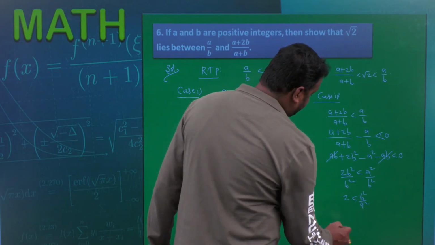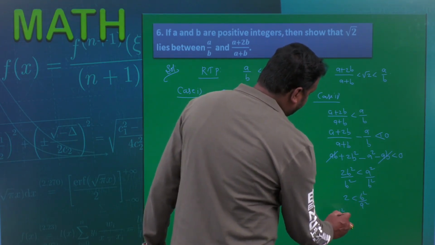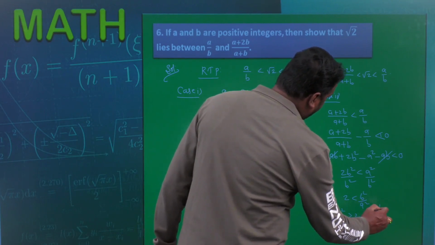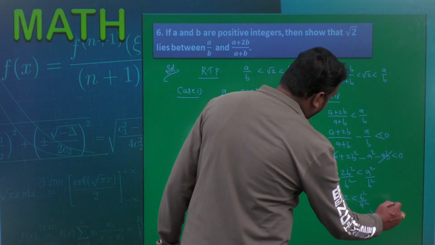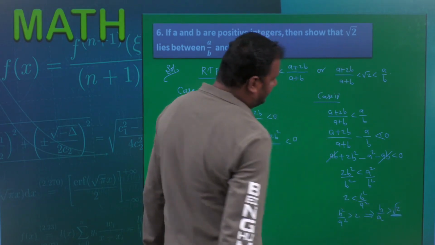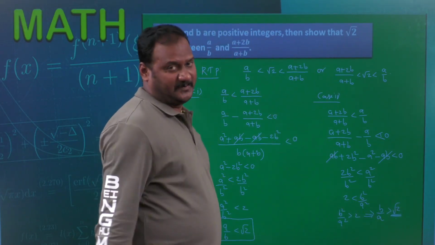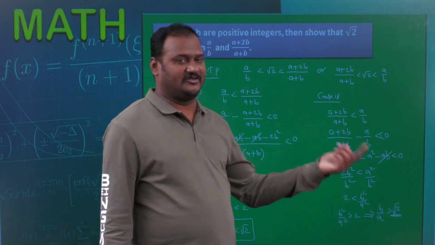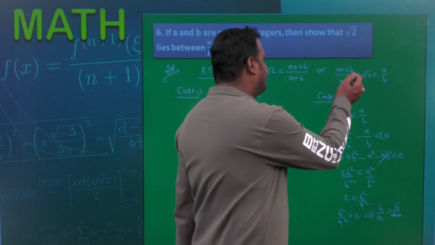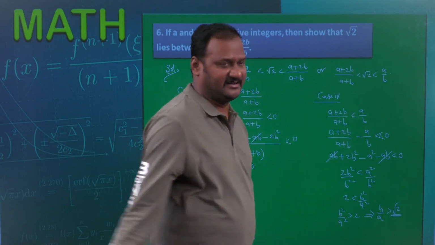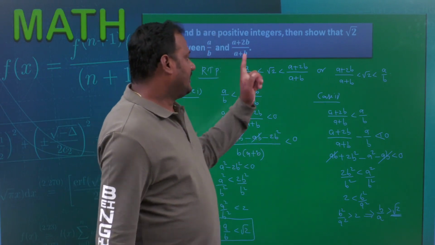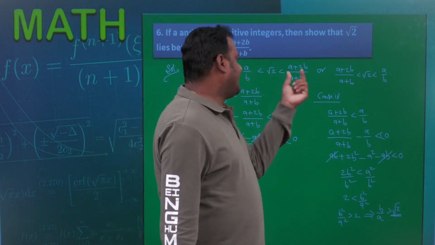2 less than b square by a square means what? B square by a square greater than 2. B square by a square greater than 2 means b by a is greater than root 2. See here, b by a value is greater than root 2, which means root 2 is less than b by a. Why is root 2 less than b by a? Because a plus 2b by a plus b is smaller. So in both the cases we proved that root 2 lies between a by b and a plus 2b by a plus b.